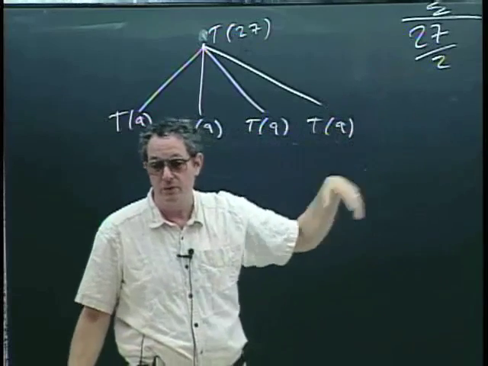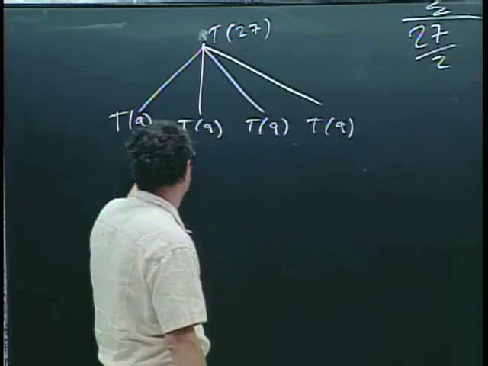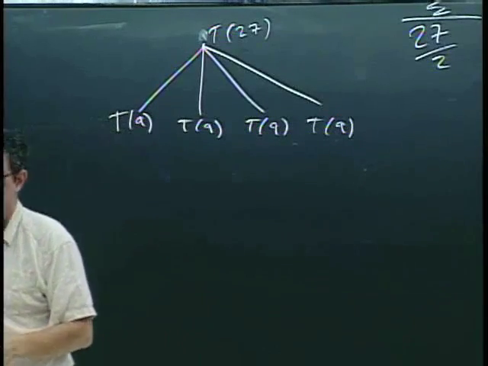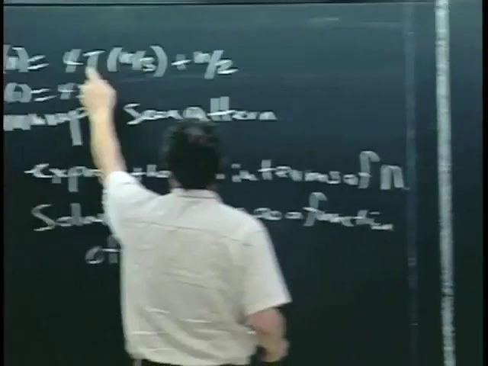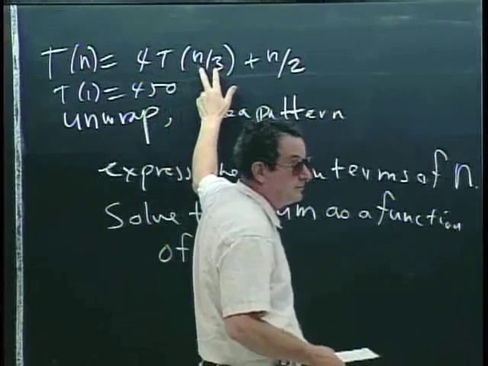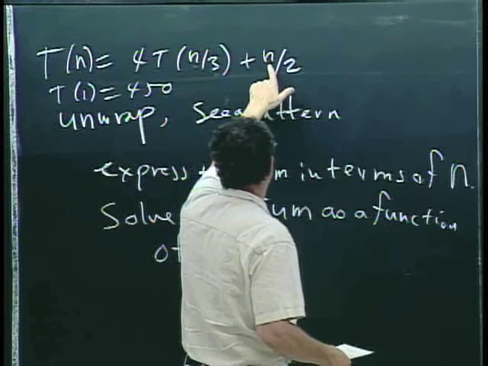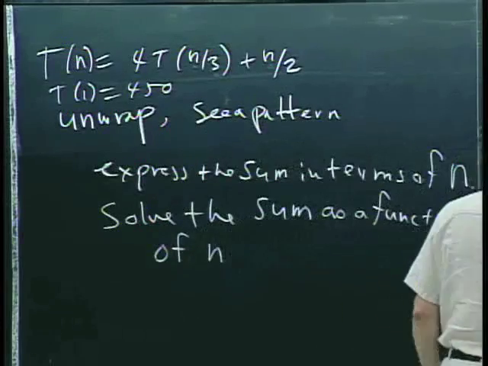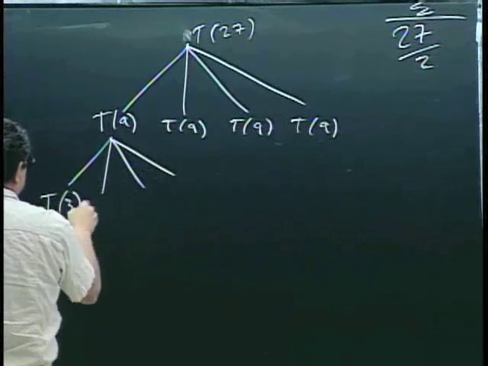So the 27 over 2, we know that's going to contribute to the sum that we're going to get for t of 27, but we need to know what these are. Okay? Well, I need to know what t of 9 is. I don't know what t of 9 is, but I do know that t of 9 is 4 times t of 3, 9 divided by 3 is 3, plus 9 divided by 2. Okay? That's what each t of 9 is.